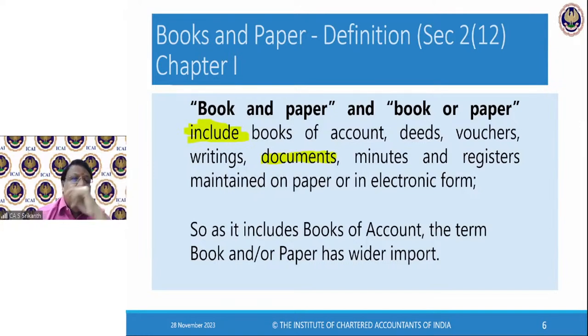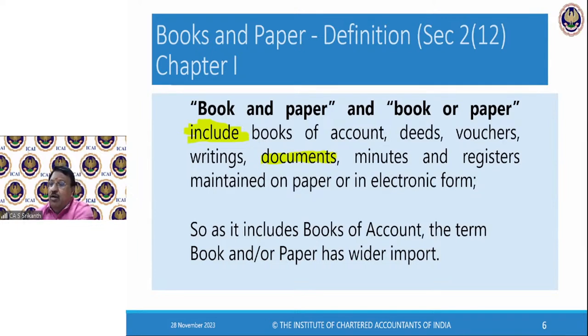Similarly, the words book and paper have been used. Books of account include your complete ledger, journal, everything. Deeds, documents, vouchers, writings. See, again, I highlighted document because the word document is also defined. Later on, when you come to the General Clauses Act, you'll see the word document is clearly defined there, right? What is a document? So documents, minutes and registers maintained on paper or in electronic form.